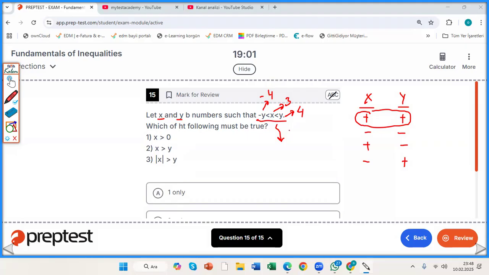Yes, sir. Okay. Then it means that yes, positive numbers. So x is positive, y is positive. The relationship between them is true, no problem. It is really possible. We can show this relation.